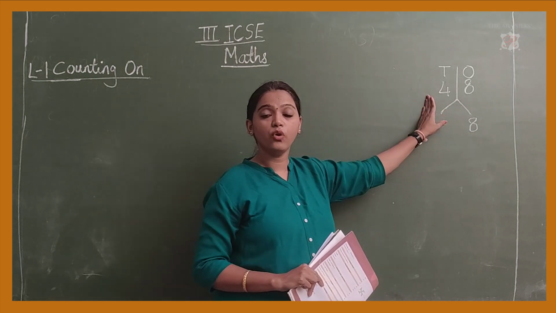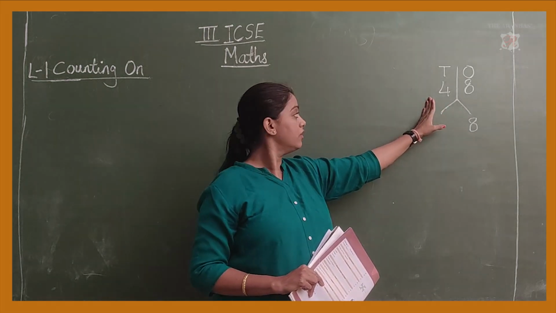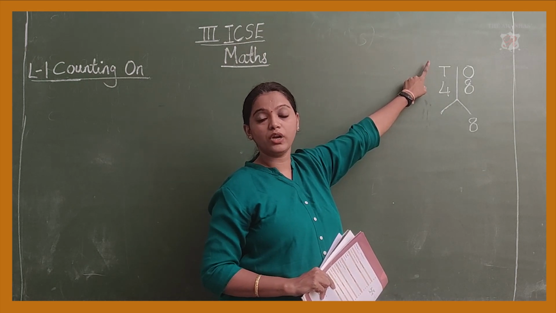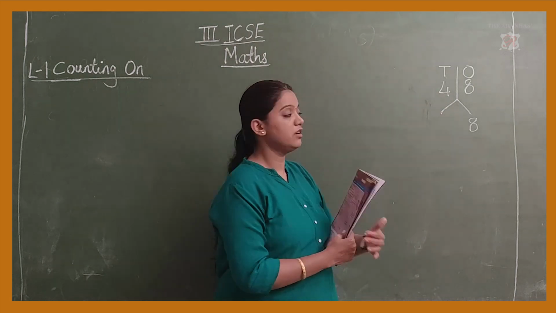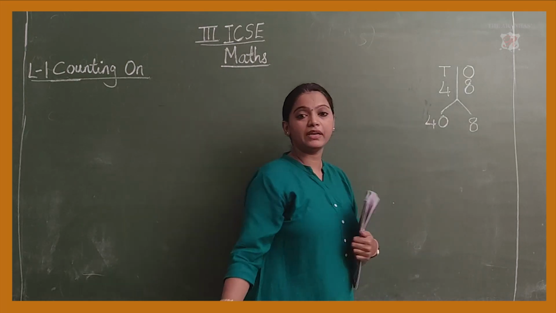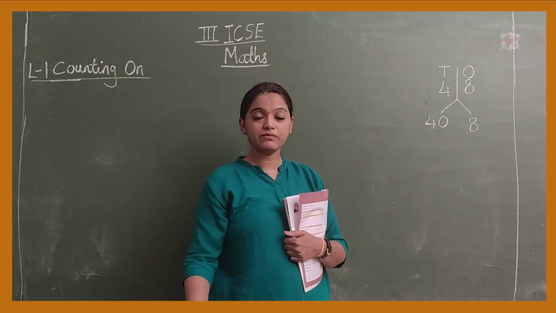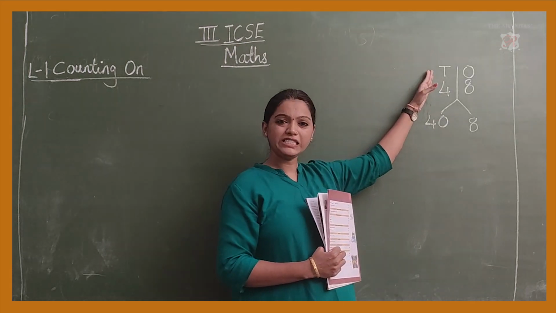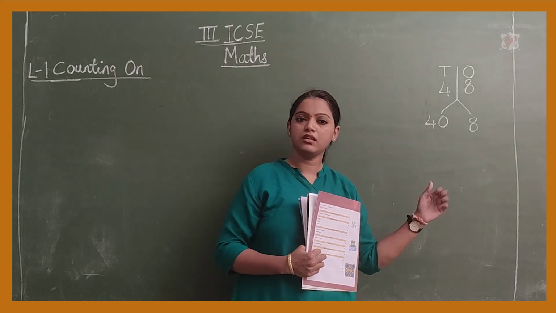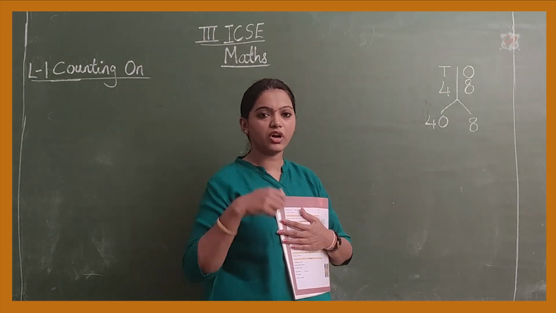Where is your 4? 4 is under your tens place. So what will your number be? Your number becomes 40. Why does it become 40? Because it is under the tens place. Tens place means your 10, 20, 30, 40 and so on. So I think you have got the concept.